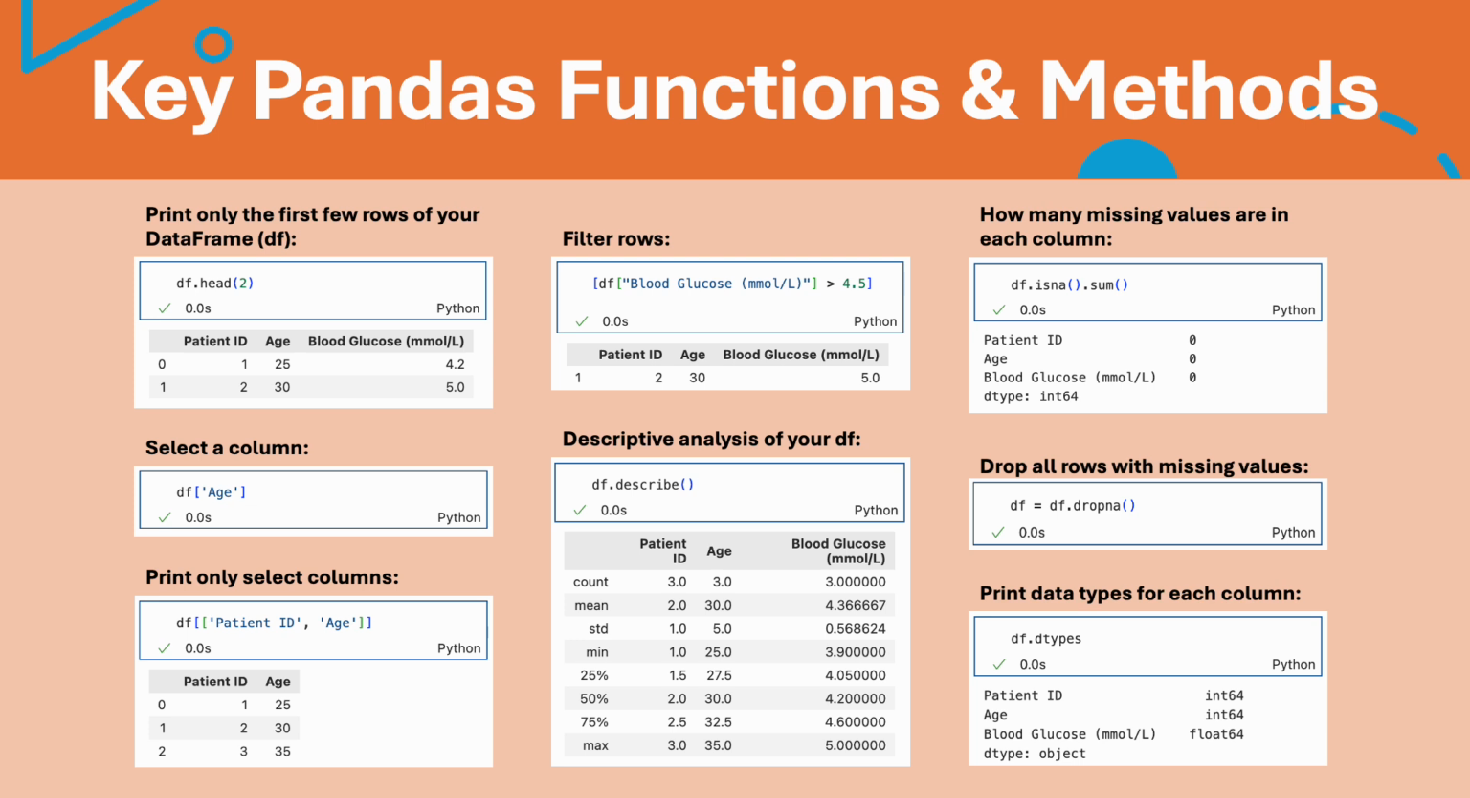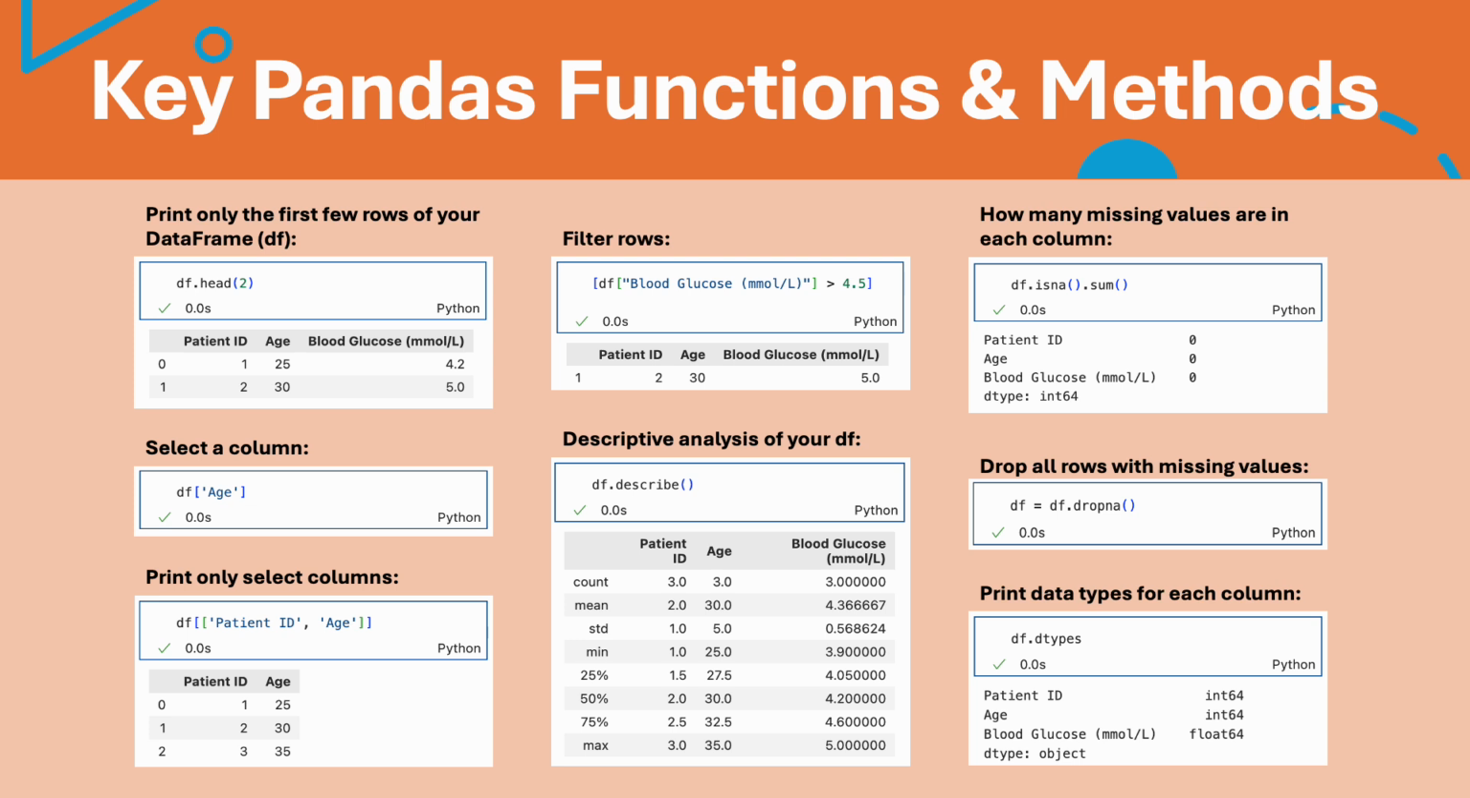You can also gather the descriptive analysis of your data frame really simply by just writing dataframe.describe in parentheses, and this will give you the count, mean, standard deviation, minimum, and maximum values, along with all of the other values at each quartile.